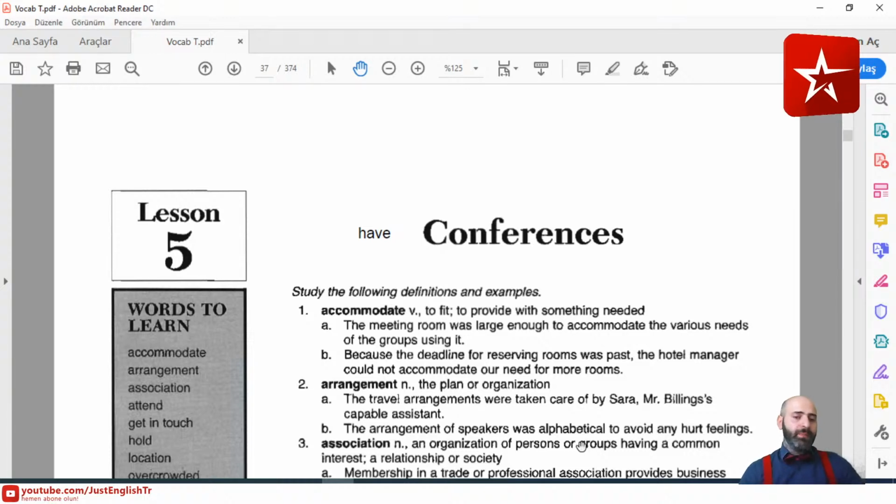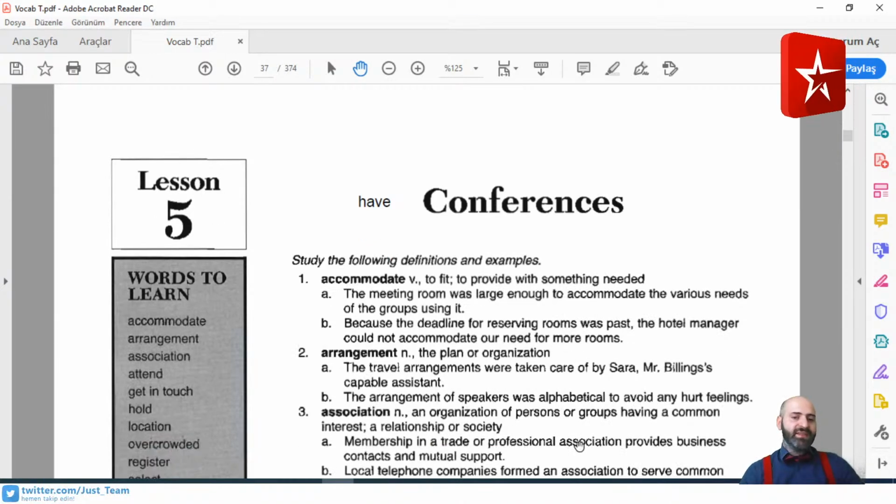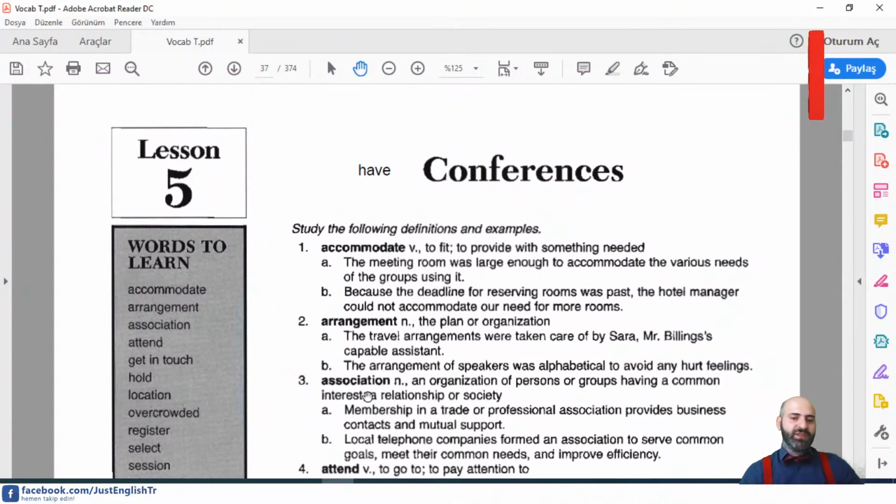Next word, word number 3, we have got association. Be careful with the pronunciation of this word, association. It is noun and it means an organization of persons or groups having a common interest. It can be also a relationship or a society. I think for you it will be easier to understand association with the word society.